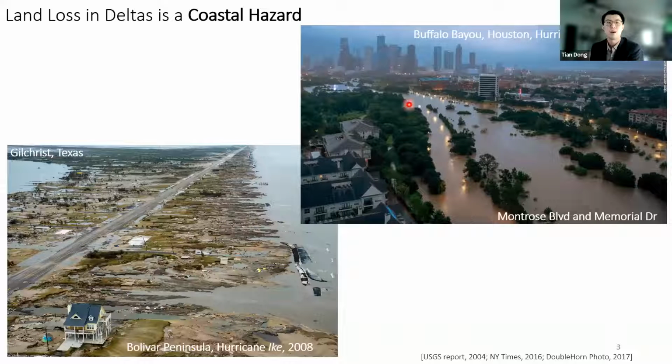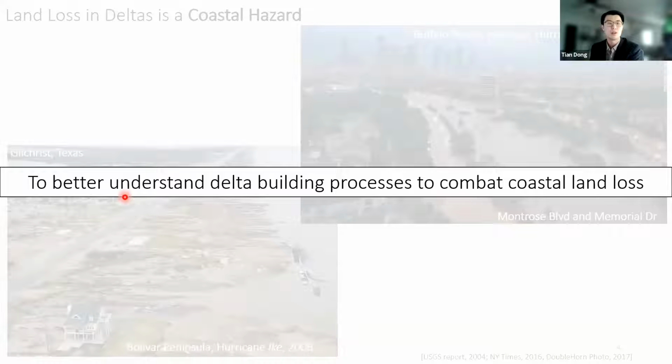This is Buffalo Bayou, and we're looking at downtown Houston here. For those of you who are familiar with Houston, this is at the intersection between Montrose and Memorial Drive, very close to where I used to live. So it's very important to understand delta land building processes, which is one broad theme of my overall research, to combat coastal land loss.